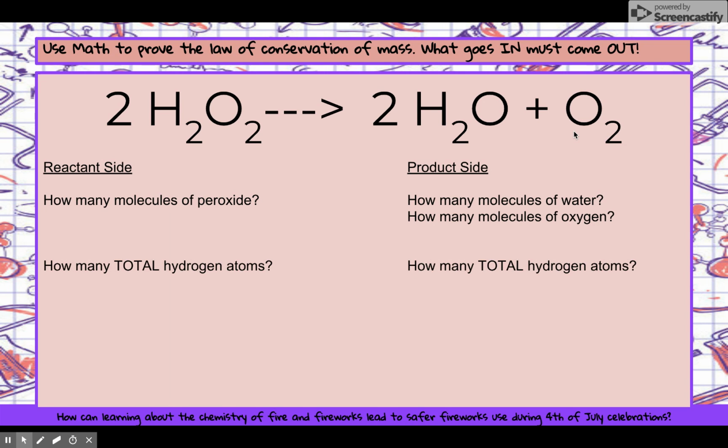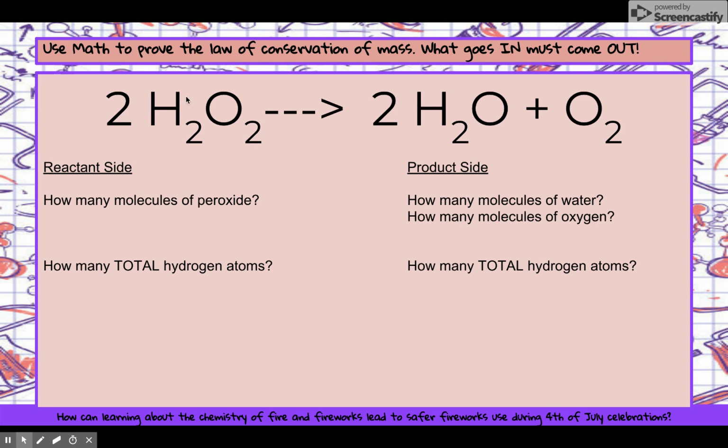Now the next thing we have to do is use simple multiplication to figure out how many total atoms we have. Now we could write this sentence in a different way. We could write H2O2 plus H2O2, which would be the same as 2H2O2. But this coefficient of 2 out front just makes it easier to write the sentence.